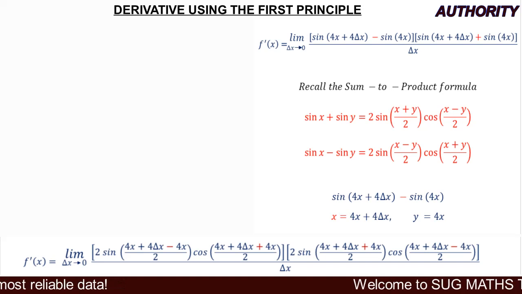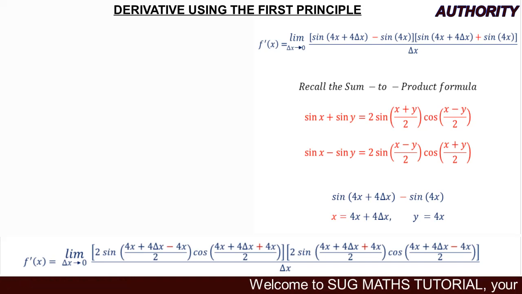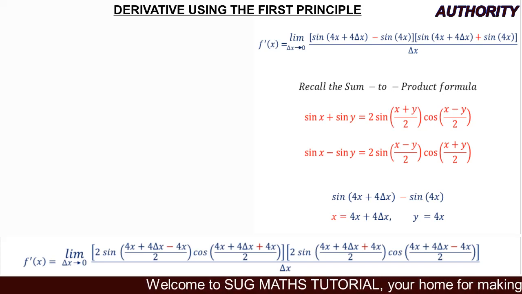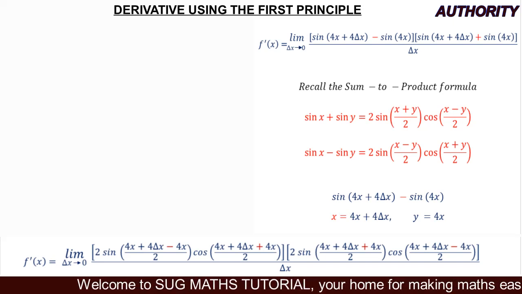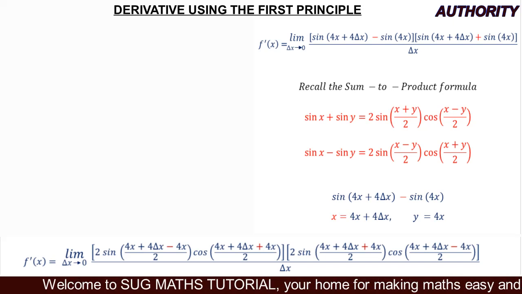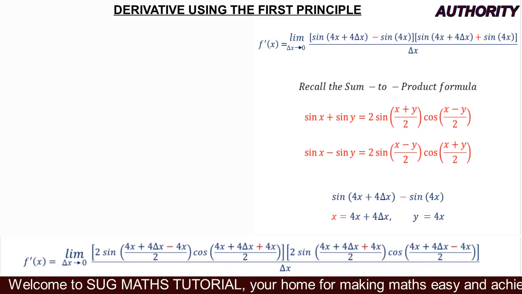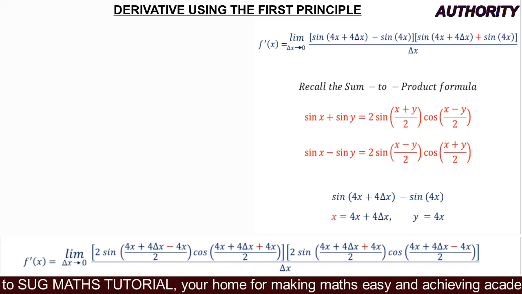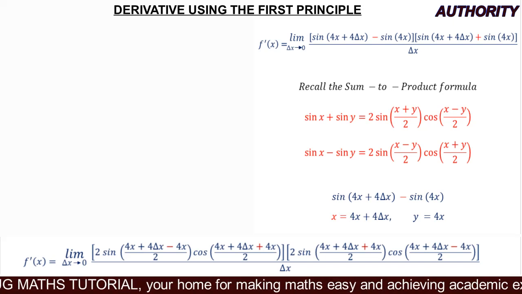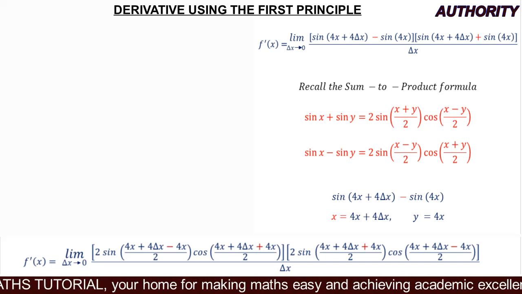Okay, good. Now look at it. We are going to have 2 sine. In place of x now, we have 4x plus 4 change in x, then minus y. What is y? y is 4x all over 2. Then multiply by cos. In this one now, we have x plus y. So what is our x? x is 4x plus 4 change in x. Then we have plus 4y. And then 4y is what? 4x all over 2. That is for the first bracket in the numerator.